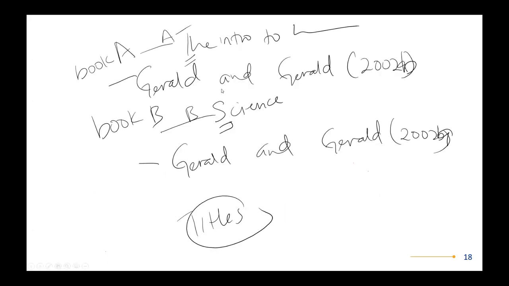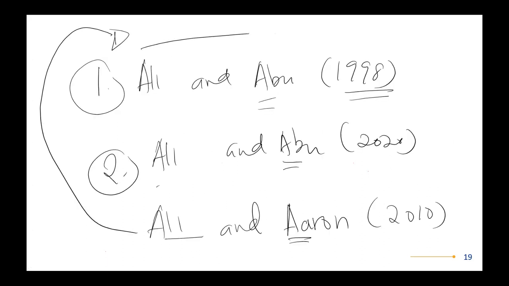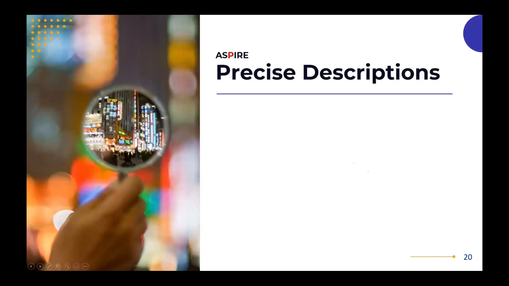The reason why I brought this up, A and B, is because the name is the same and the year is also the same. Then you have to figure out which one is A and which one is B by looking at the titles. If any of it is different, like Gerald and Gerald but the year is different, then it's counted as different already. So you do accordingly, right? Okay? This is for citation.